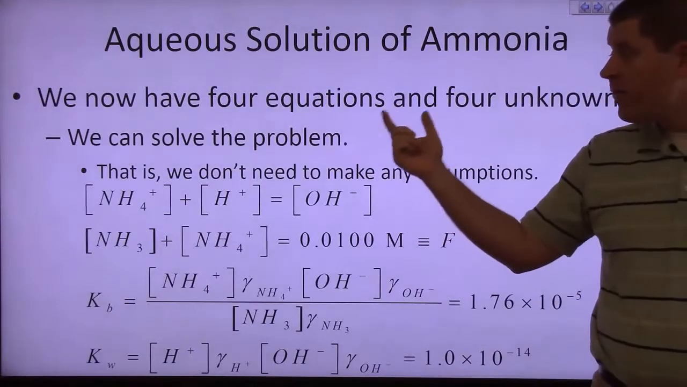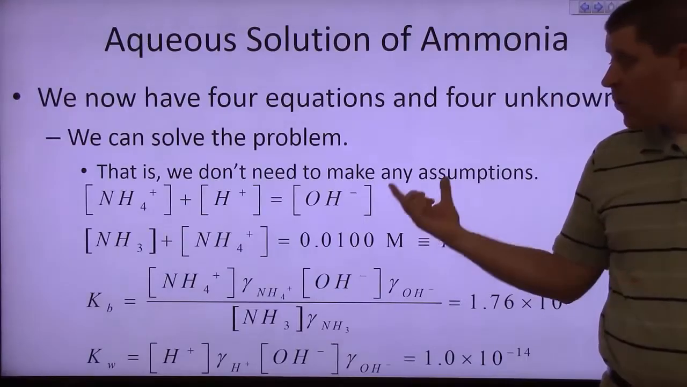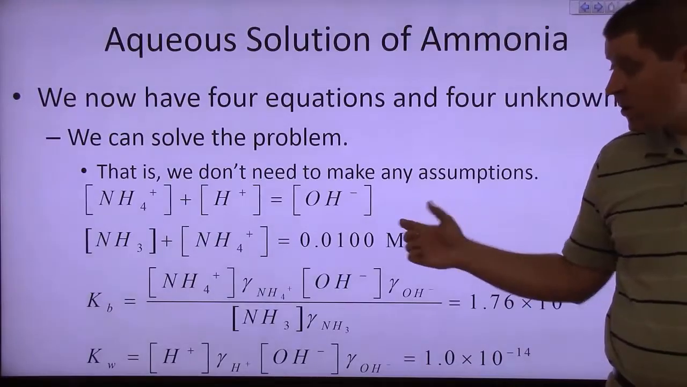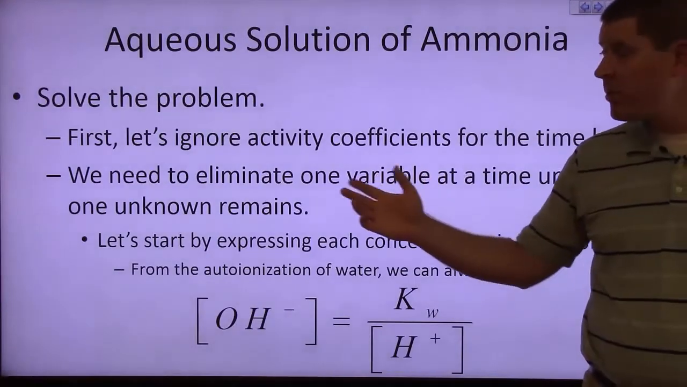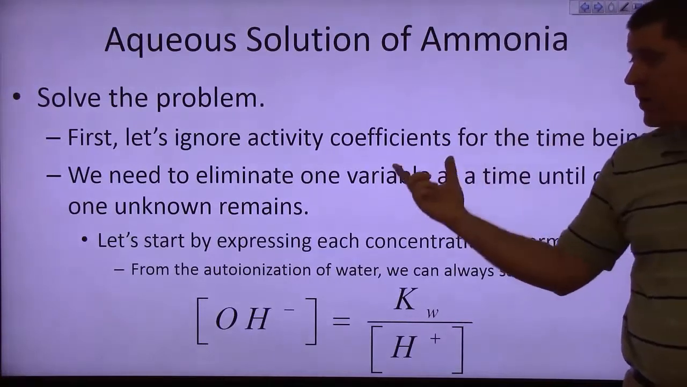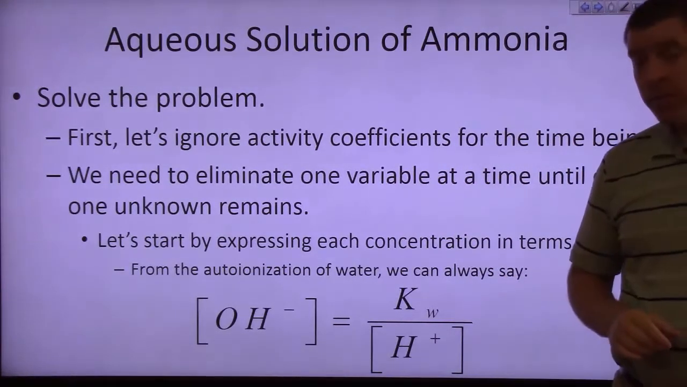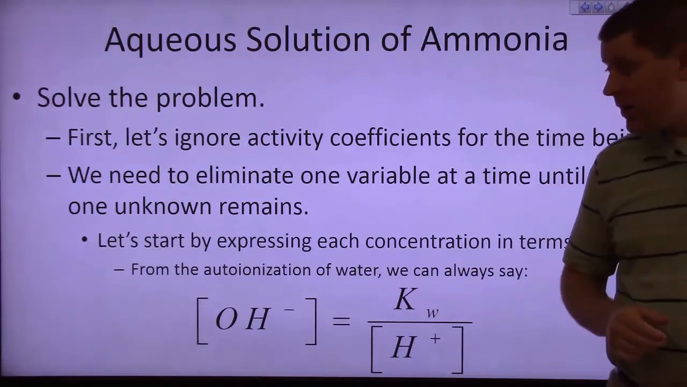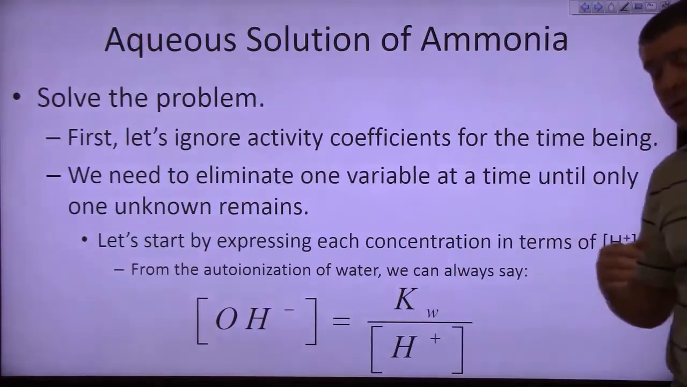So we now have 4 equations and 4 unknowns, and we can now solve the problem. That is, we don't need to make any assumptions here. So here are our 4 equations, and now we can go ahead and solve them. So to solve the problem, first let's ignore the activity coefficients for the time being. We need to eliminate one variable at a time until only one unknown is left. So let's start by expressing each concentration in terms of the hydrogen ion concentration.